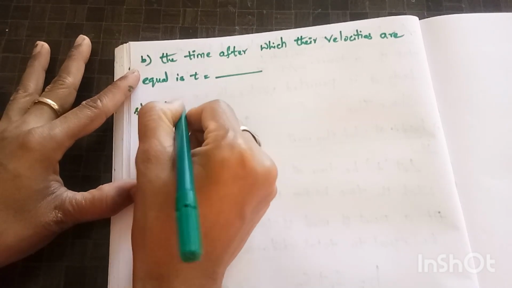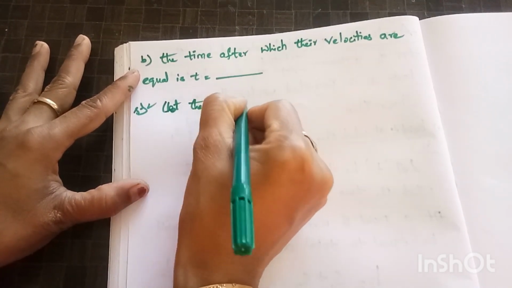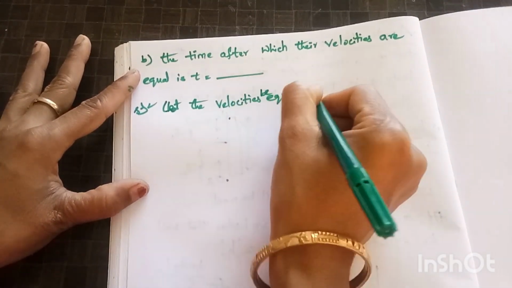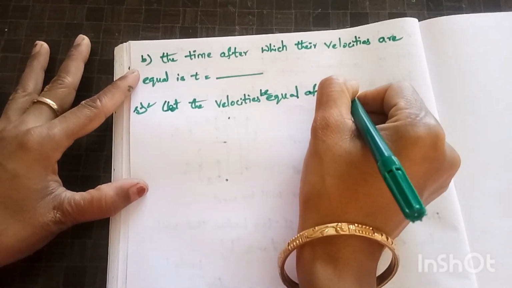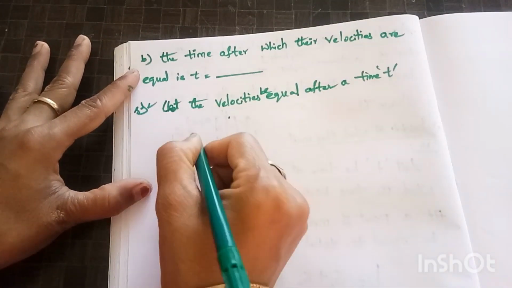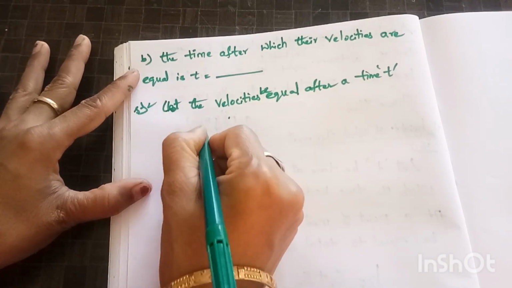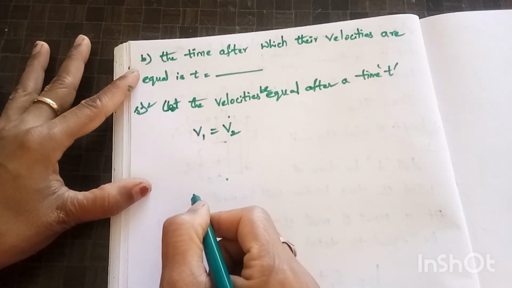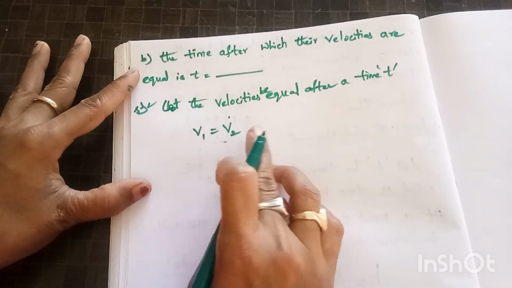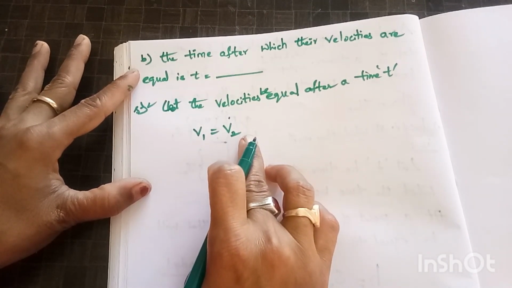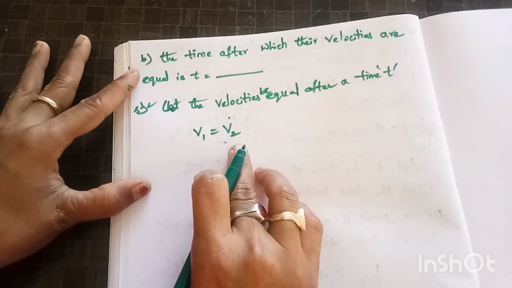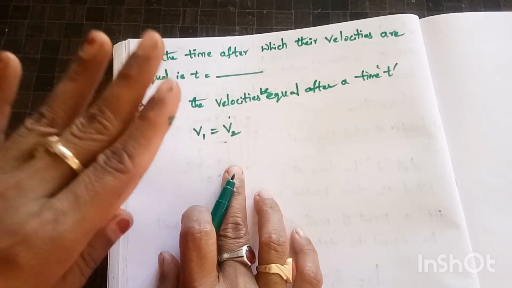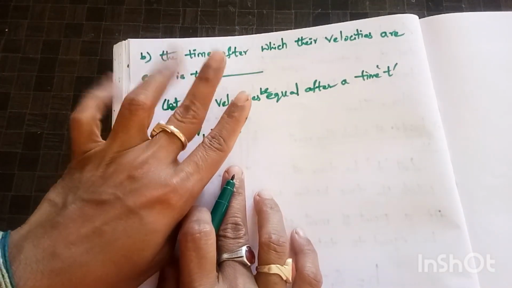Let the velocities be equal after a time t. So velocities are equal means, let us consider v1 be the velocity of body 1 is equal to v2, the velocity of body 2 which is projected vertically upward. When these two velocities are equal, at that point we are going to find the time t.